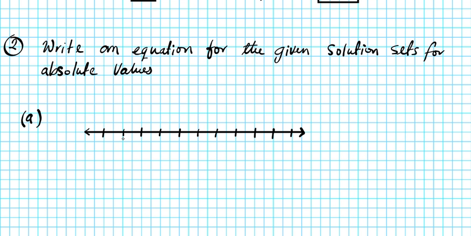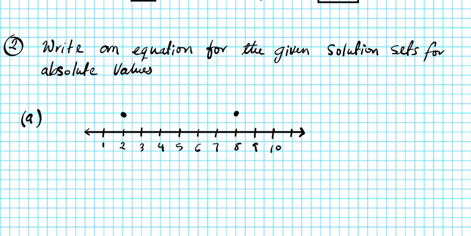And what if the first solution was on 2, so this is 1, 2. The first solution was right here. Then 3, 4, 5, 6, 7, 8, 9, 10. And then the second solution was at 8. So what absolute value equation will generate these two solutions?